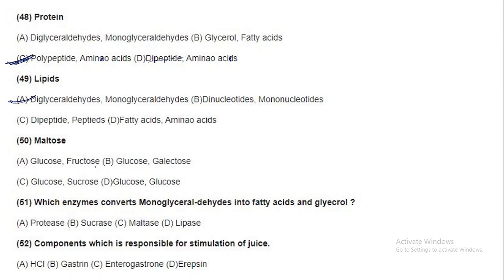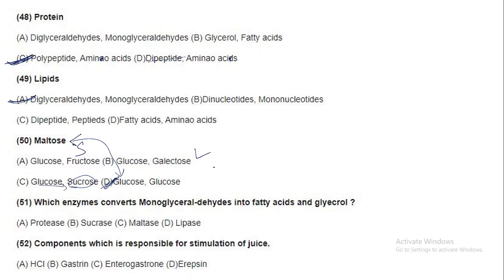Maltose is formed by two glucose molecules. We have seen that starch is nothing but a complex carbohydrate formed of glucose units. Two glucose units together form maltose. Glucose and fructose form sucrose. Glucose and galactose form lactose. Sucrose is a disaccharide, so glucose doesn't combine and form anything with just the sucrose.